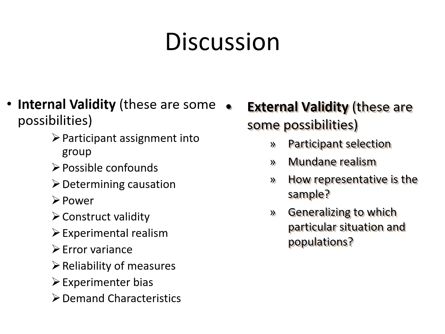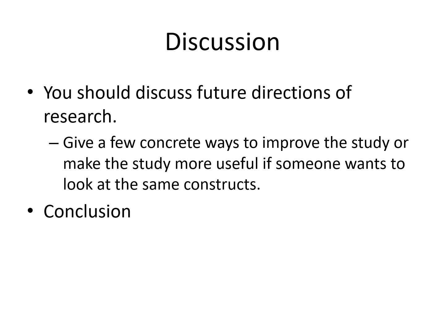Now, a discussion section does not need to address every single one of these points. In fact, many of them are only going to address a few. But these are just some examples that you can draw from when writing your discussion section. You should also discuss future directions of your research. Give a few concrete ways to improve your study based on your review of the limitations to make the study more useful if someone wants to look at the same constructs. In other words, how would you do this study differently if you were going to do it again? And you're going to end with the conclusion.